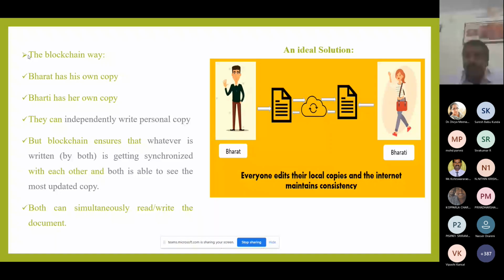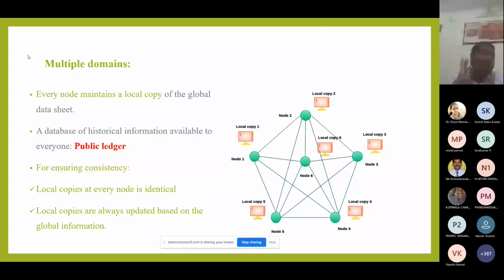Now both can simultaneously read and write the document. The first problem is solved. Second, even if the central cloud fails, the central server fails, what happens? Both Bharat and Bharti have the most updated copy of the document. So there is no loss of information. So both can simultaneously work on the document, and also there is no loss of information. The third thing that we had seen was multiple authoritative domains.